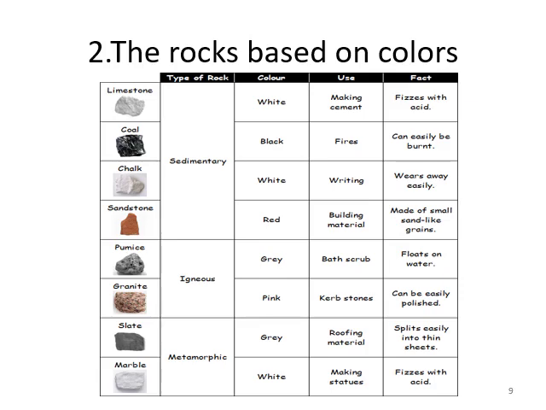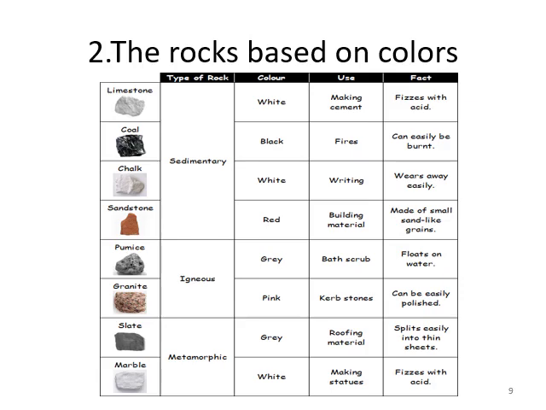Coal, which is a sedimentary rock, appears black in color and usually sets in fires and can easily be burned. Chalk, which is a sedimentary rock, appears white. It is used in writing and it can easily be washed away. Sandstone, which is a sedimentary rock, appears red. It is used as building material. It is usually made up of small grains.